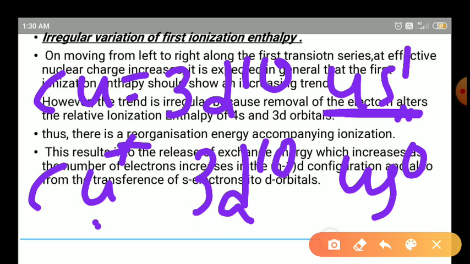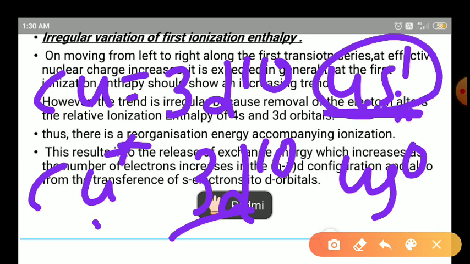In the case of copper, similarly to chromium, in both cases the first ionization enthalpy is very low as compared to the rest of the species. Copper is stable with 3d10 and chromium is stable with 3d5, either completely filled like 3d10 or half filled like 3d5. It is very easy to remove the electron from the s orbital.